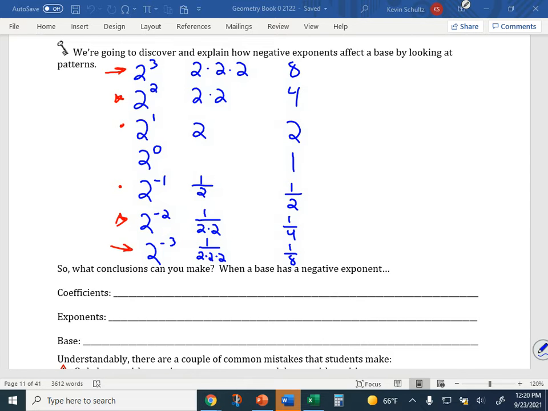Another way to write 2 to the negative third in the numerator would be to write 1 over 2 to the positive third. So a negative exponent does not make a base negative. What it does is it moves that base to the other part of the fraction.